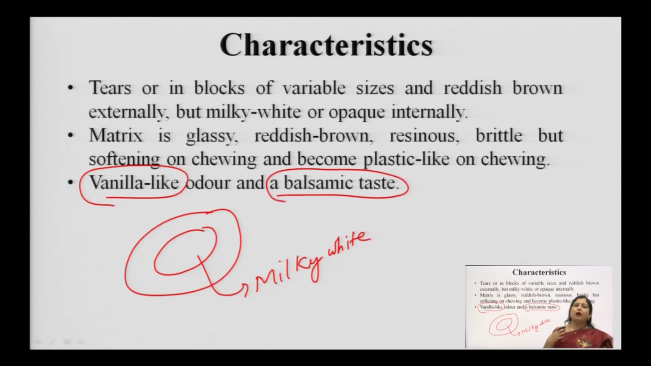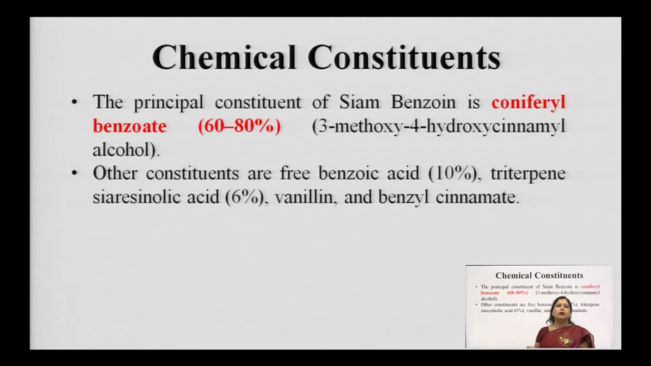Balsamic is a very aromatic and pleasant taste which is there in Sumatra benzoin also. The main chemical constituent of Siam benzoin is coniferyl benzoate, which is present in 60 to 80%. It was absent in the Sumatra benzoin, where the main chemical constituent is 3-methoxy 4-hydroxy cinnamyl alcohol.